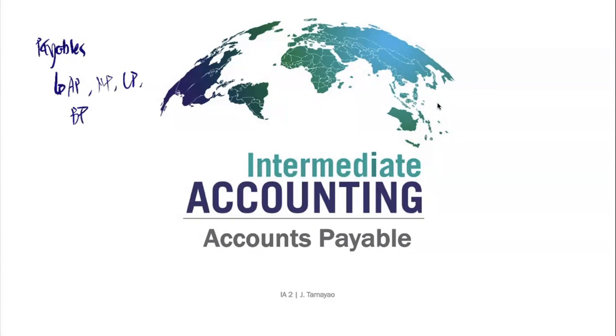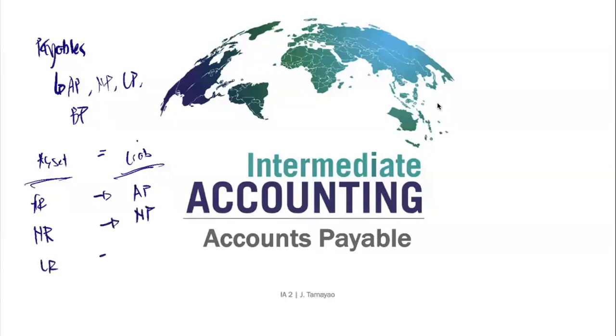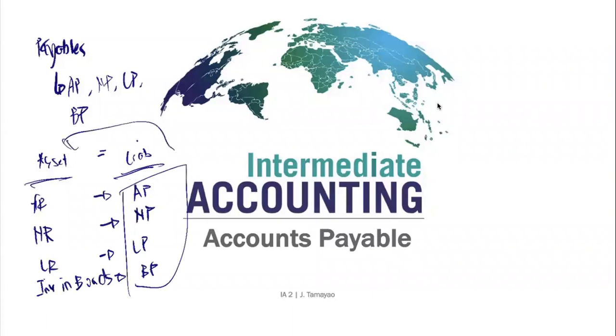So these items were already discussed in the counterpart of your asset. As you all know, in this particular subject, we are talking about your liabilities. In your asset section before, you have discussed this already. So what is the counterpart? AR for accounts payable, notes receivable for notes payable, loans receivable for loans payable, and investment in bonds for bonds payable. So these are the counterparts of these topics in your asset section.